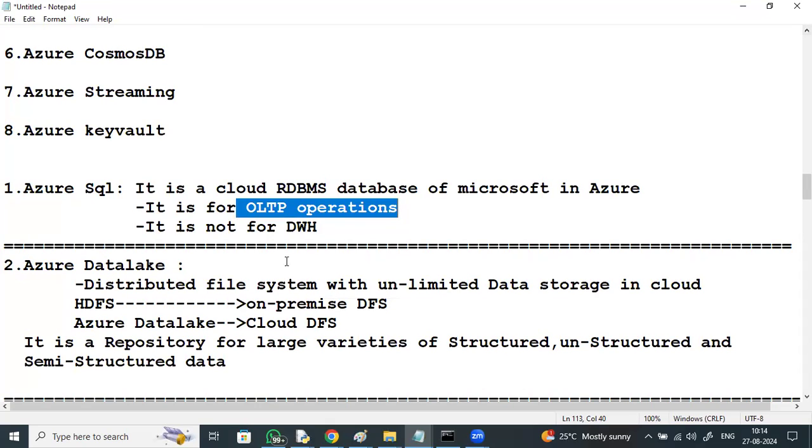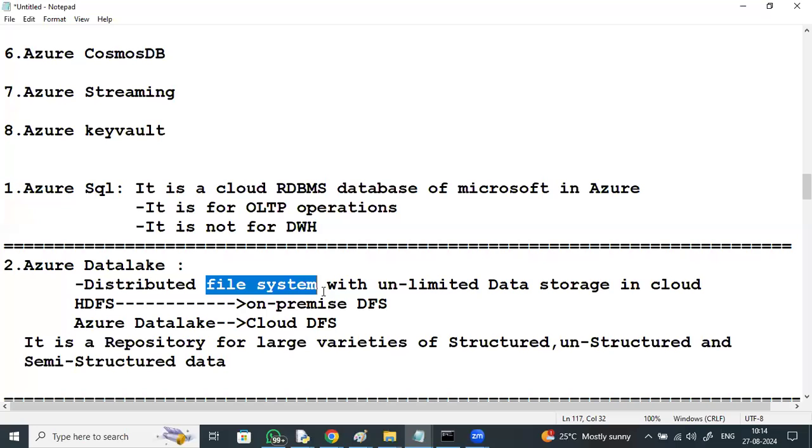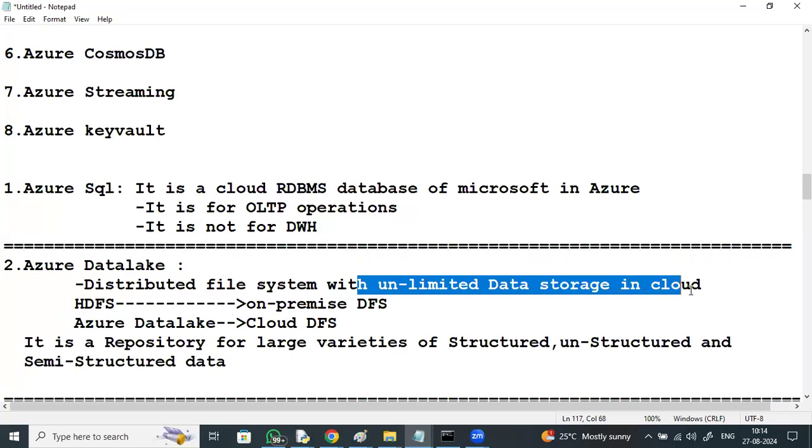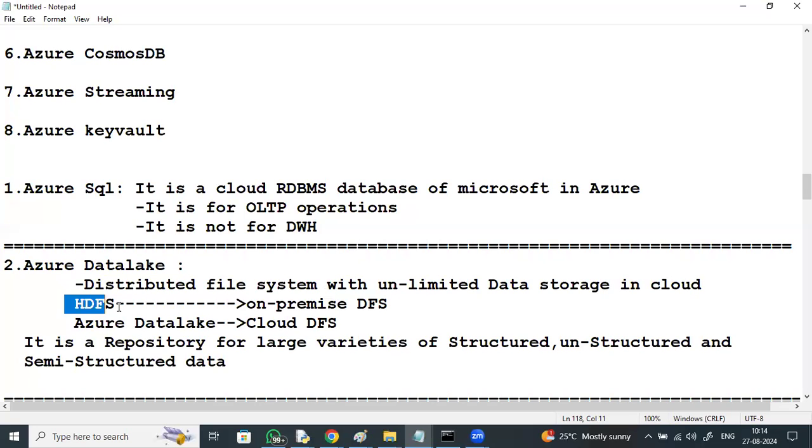Azure Data Lake means some distributed file system, right? With unlimited data storage in the cloud. There is nothing but data lake: a distributed file system with unlimited data storage. You have knowledge of Hadoop. We have the Hadoop distributed file system, HDFS, which is an on-premise DFS, right? But Azure Data Lake is a cloud DFS. So it is a repository of large varieties of structured, unstructured, and semi-structured data.